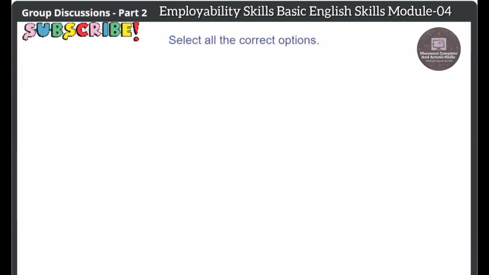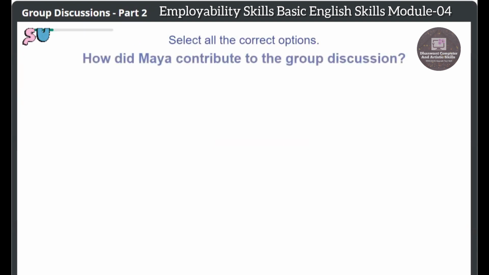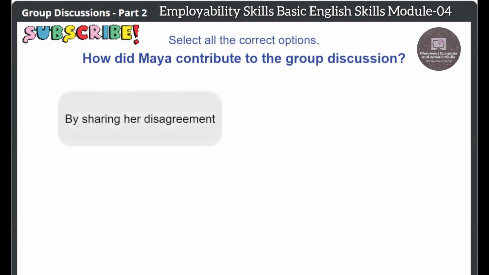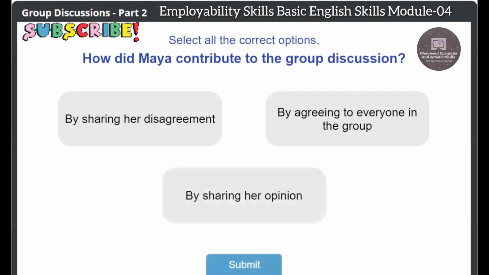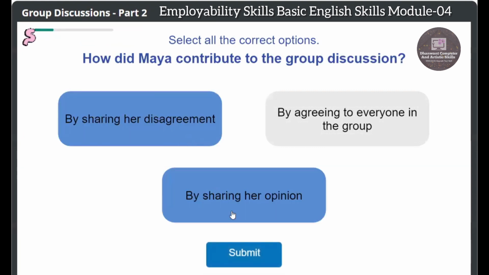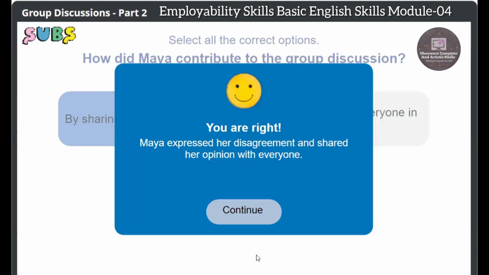Select all the correct options. How did Maya contribute to the group discussion? By sharing her disagreement, by agreeing to everyone in the group, by sharing her opinion. You're right. Maya expressed her disagreement and shared her opinion with everyone.